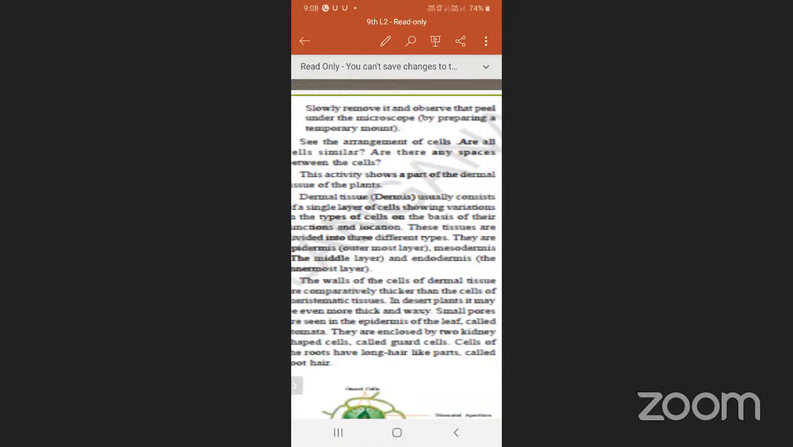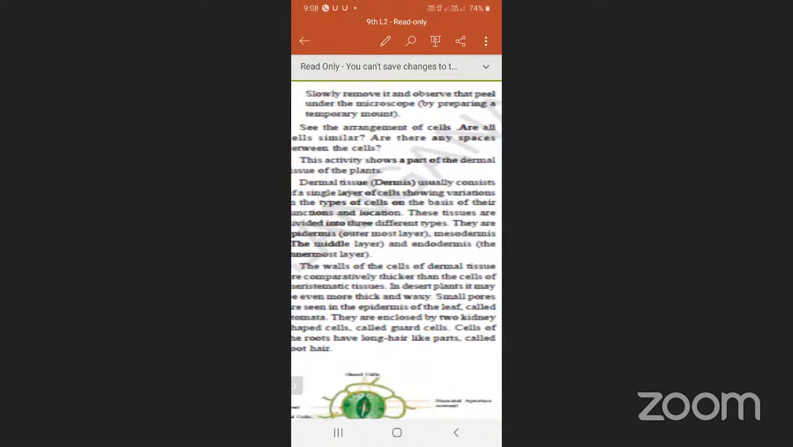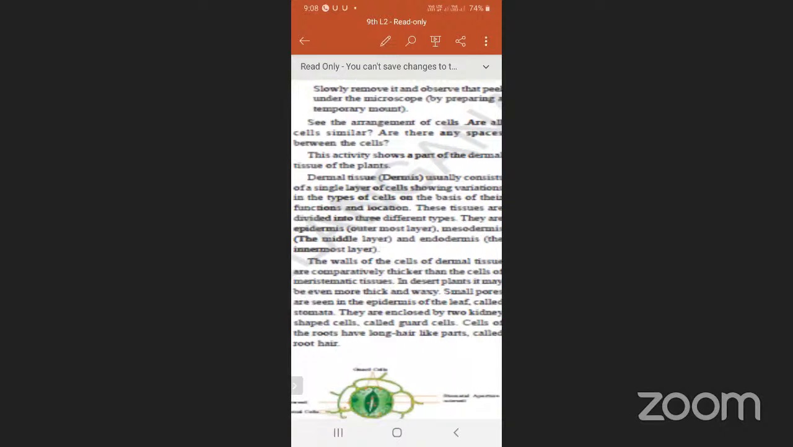As you know, take the slide, place the peel, add a drop of water, and cover it with the cover slip. Then you can see the arrangement of cells. Are the cells similar? Are there any spaces between the cells? We have to observe. This activity shows a part of the dermal tissue of the plant, children.